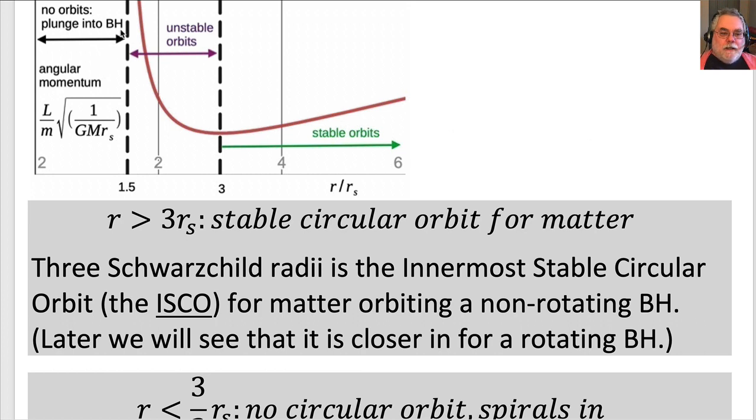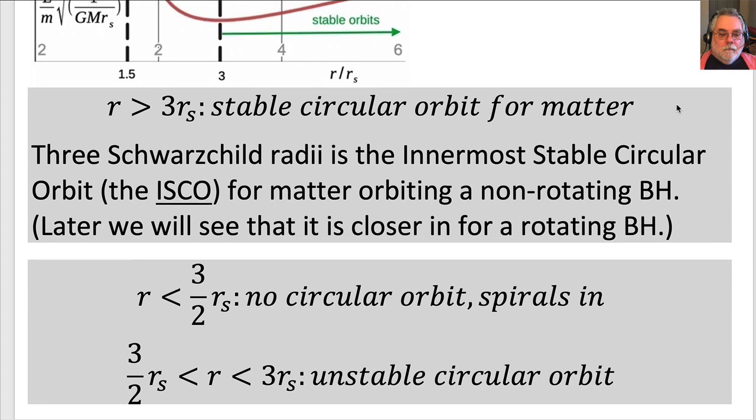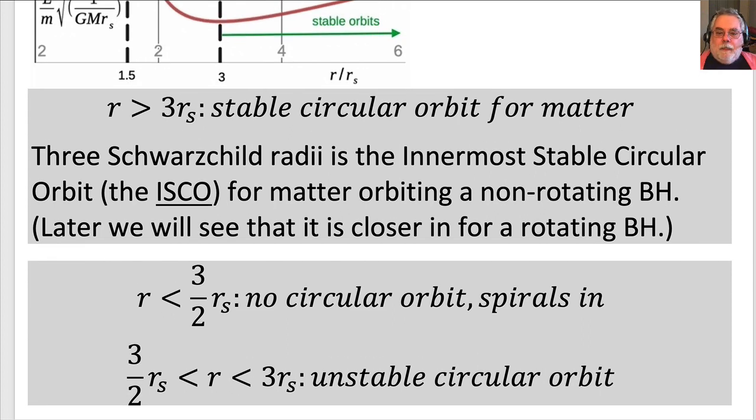For the space between 3/2 and 3 Schwarzschild radii, circular orbits are possible, but they are unstable. If there is a perturbation inward, the object will spiral inward. If there is a perturbation outward, the object will spiral outward. So a spaceship in these unstable orbits would need small station-keeping thrusters to actively maintain the unstable orbit, but they had better not run out of thruster fuel.